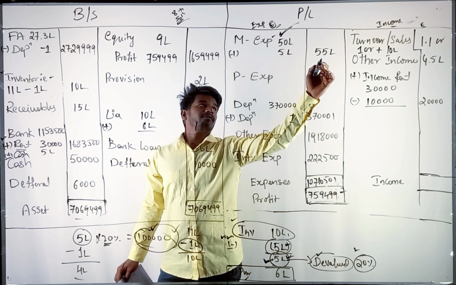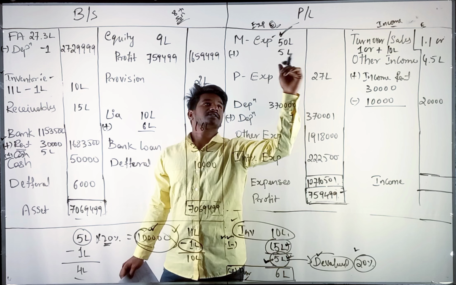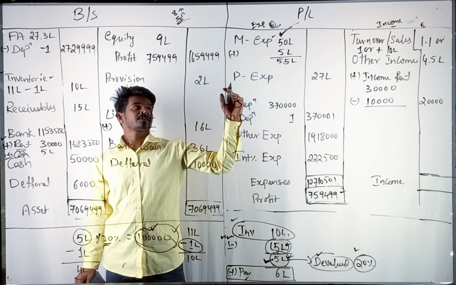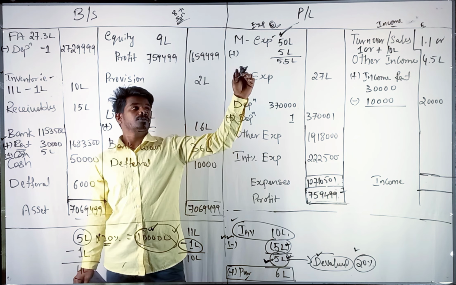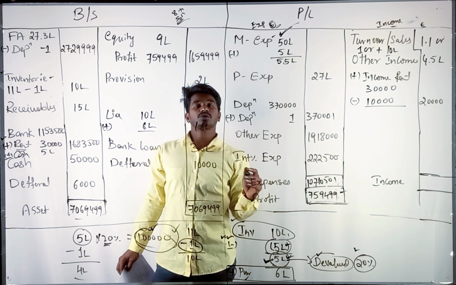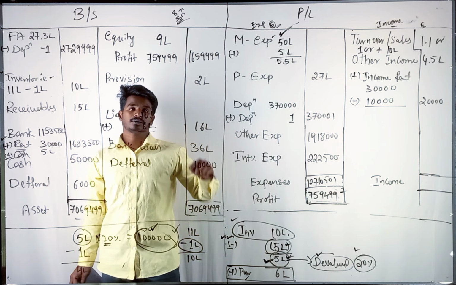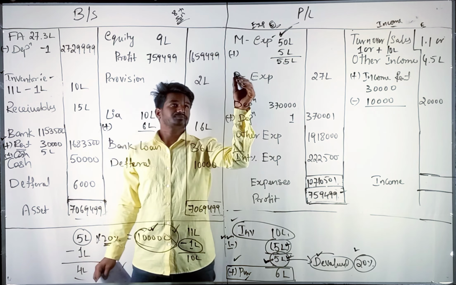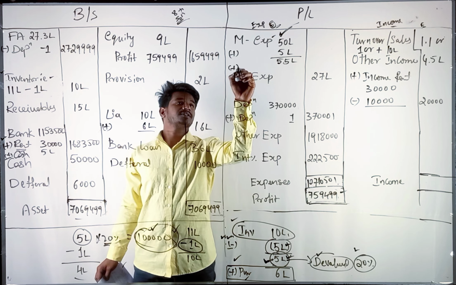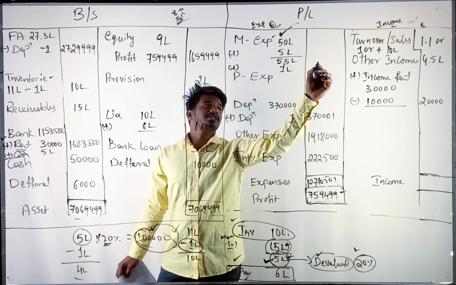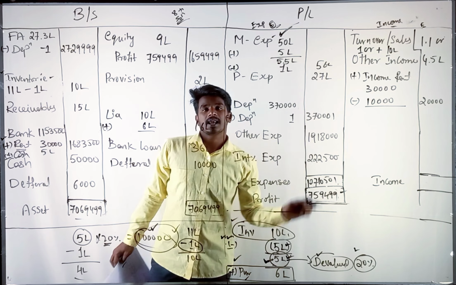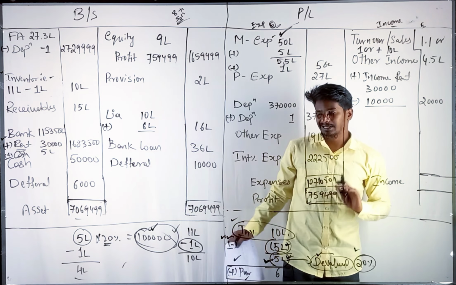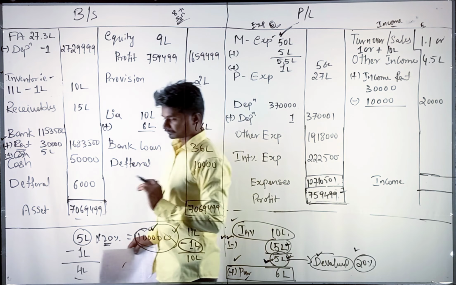Whatever the earlier balance was, 55 lakh, for that 55 lakh we should add 1 lakh rupees, because it is our expenses, we should show in the expenses. That too in the material expenses. Add 1 lakh rupees, it becomes 56 lakh rupees. That's it. The question is done. We should tally. Everything is done.